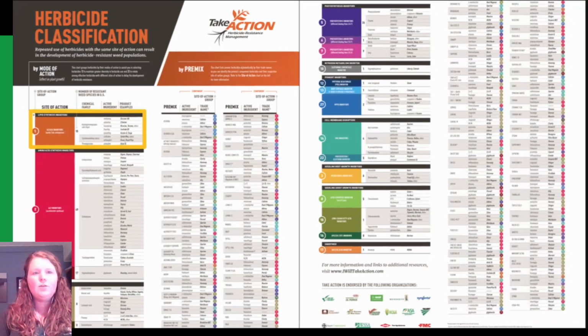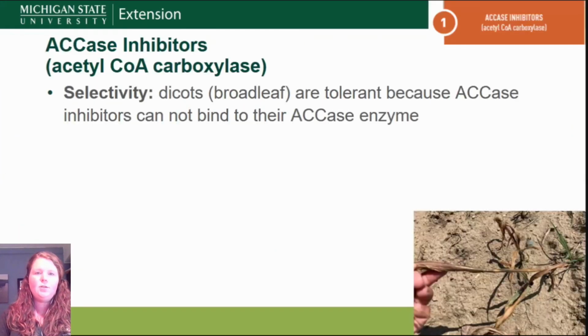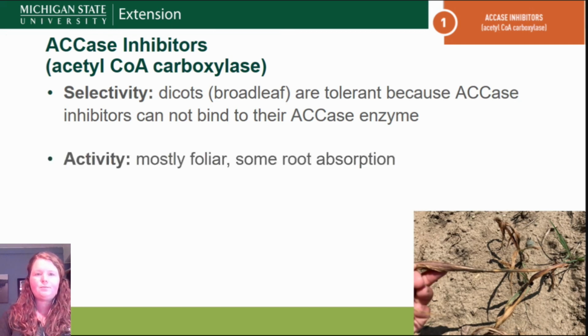All right, so the first site of action or mode of action we're going to go over are lipid synthesis inhibitors. The site of action is group number 1, which are ACCase inhibitors. These are selective, so that means that they control one group of plants and not the other. Dicots or broadleaf plants are tolerant to ACCase inhibitors because their ACCase enzyme does not bind these chemicals. Because of that, ACCase inhibitors control mostly grassy weeds.